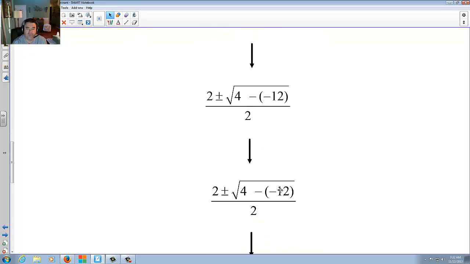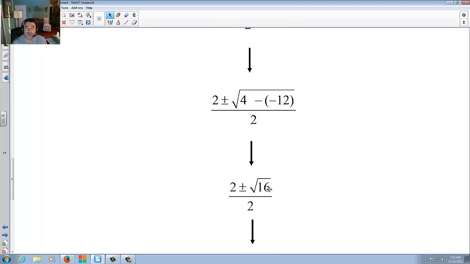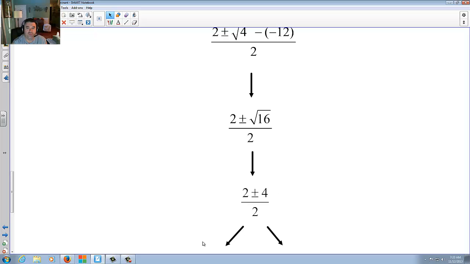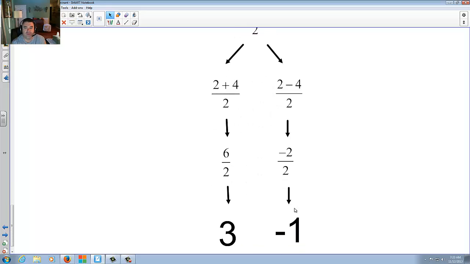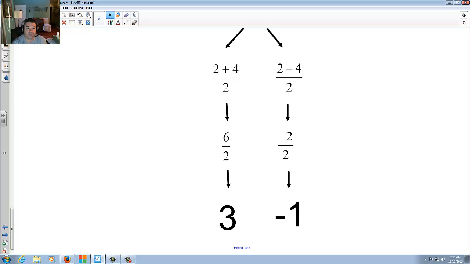So that becomes really 4 plus 12. And the root of 16 is 4. So 2 plus 4 and 2 minus 4, and they're both being divided by 2. 2 plus 4 is 6, divided by 2 is 3. 2 minus 4 is negative 2, divided by 2 is negative 1. And there you have that.